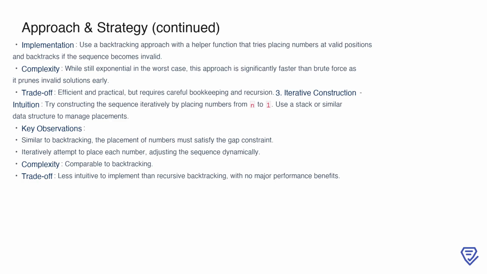This recursive strategy ensures that only valid sequences are explored. While backtracking is still exponential in the worst case, its ability to prune invalid paths makes it significantly faster than brute force. Another potential approach is iterative construction, where we attempt to build the sequence dynamically using a stack or similar structure, placing numbers from n down to 1. However, this method is generally less intuitive to implement and offers no clear performance advantage over recursive backtracking.